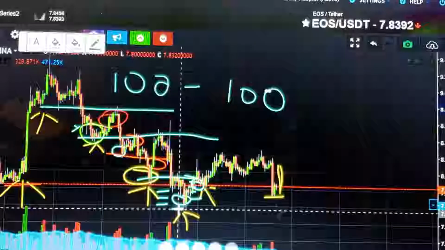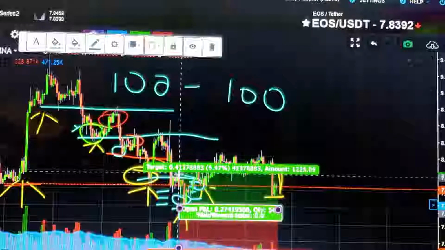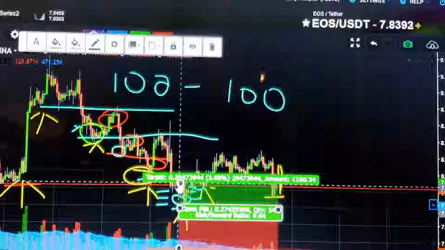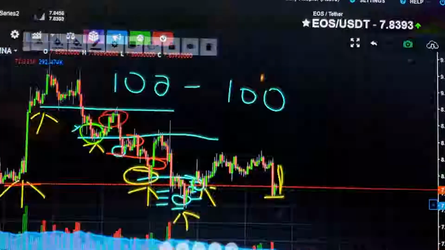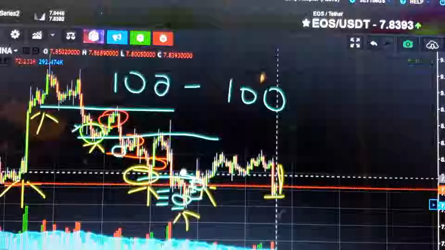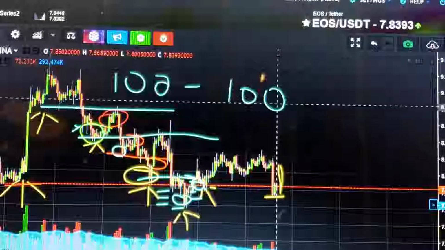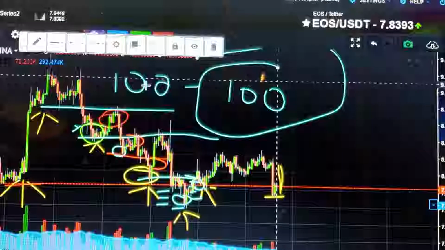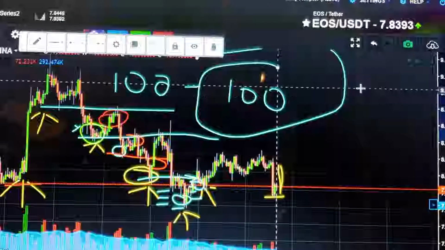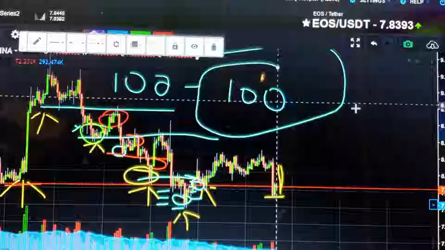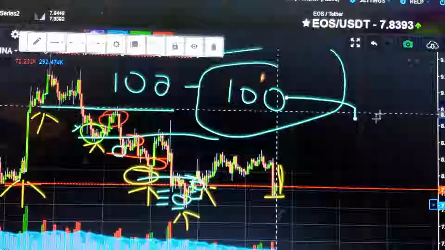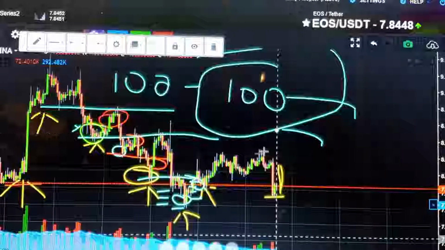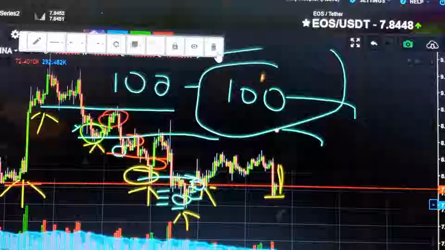And if you would have caught this bottom right here, you could have made 3.9% on that bottom trade. So now we're safe with our money. We got in, we got out, and now we gained our free, well, I don't know what that was. We gained our free coin.